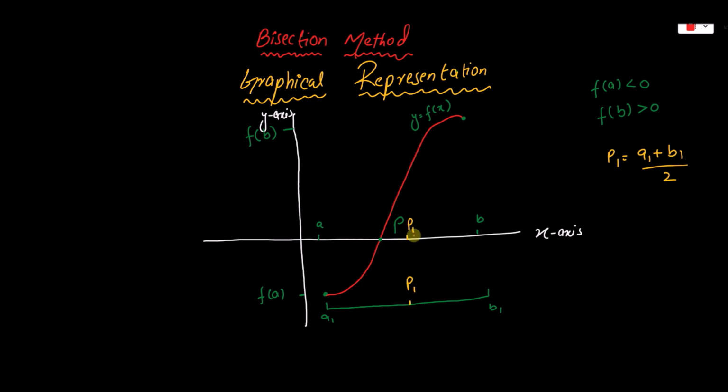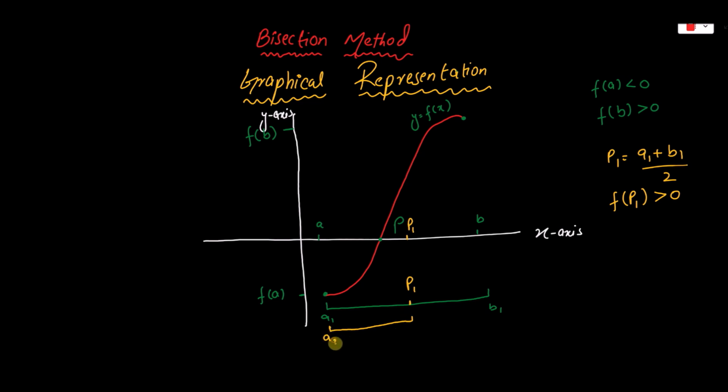Again, we put this P1 back into the function and check its sign. If f of P1 is exactly equal to 0, we have found the exact root and the process stops. Otherwise, we check the sign of f of P1. Let's suppose f of P1 is greater than 0, which means that the function is positive. So the root must be between A1 and P1. It means the root is from A1 to P1.